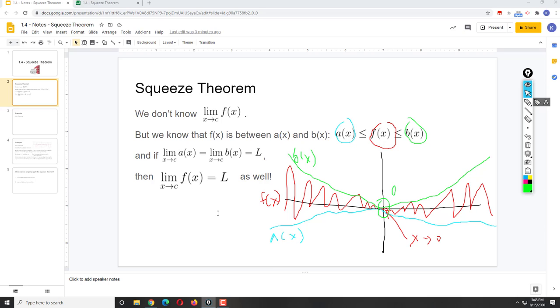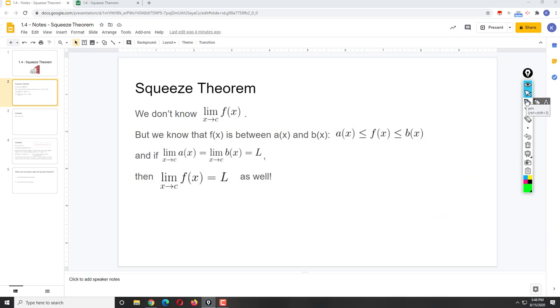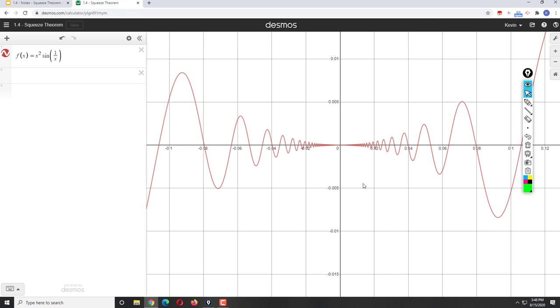In math, we can say that if the limit of a of x as x approaches c is equal to the limit of b of x as x approaches c is equal to some constant L, then the limit of f of x as x approaches c must also equal L. We can see that here. So here's our function.